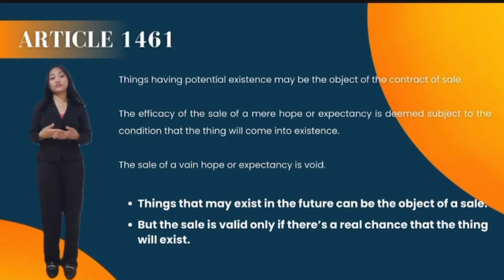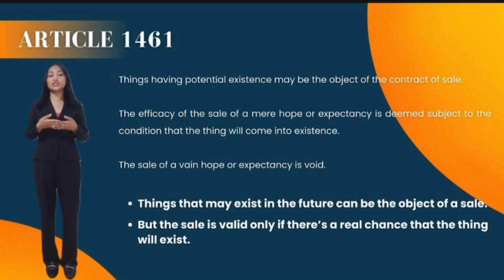Article 1461 of the Civil Code deals with the sale of things that do not yet exist, but are expected to exist in the future, also called things with potential existence. Under the law, you can sell something that doesn't exist yet, as long as it is possible for it to exist. The contract becomes effective only if the thing comes into existence. But if there's no chance at all, like selling something impossible, the sale is void.